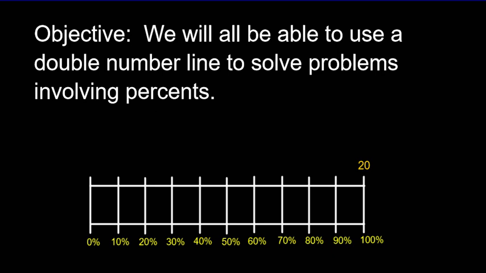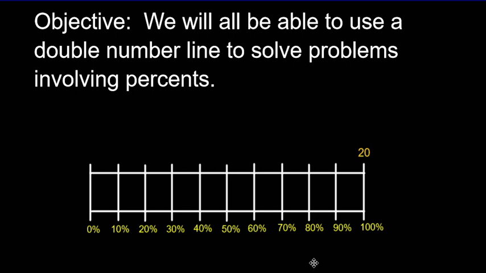Mr. Brescher here. Today's objective is that we'll all be able to use a double number line to solve problems involving percents. So let's get started. With the double number line, basically the bottom number line shows us the percents, and we've divided it into 10 equal columns of 10%. And the top number line is going to show us the other number.